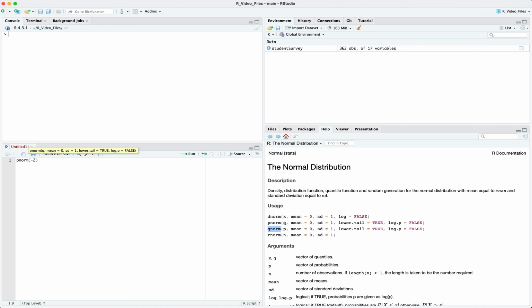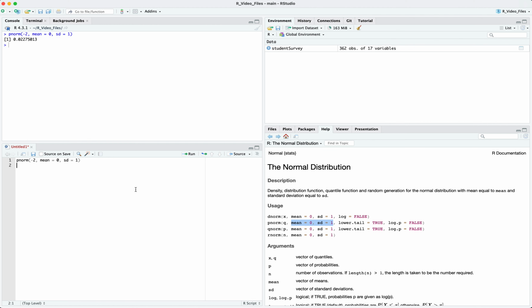So let's try the area less than that. By our rule, it should be about 2.5%. It'll be a little less, but it'll be close to that. So in that case, we have a normal distribution. I want 2 standard deviations away from a mean of 0 and a standard deviation of 1. You'll notice up here you can see it listed that a mean of 0 and a standard deviation of 1 are the default arguments, so you don't actually have to enter those in.